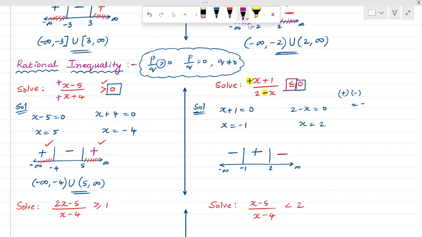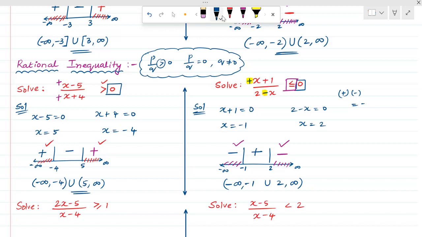Now I will take only the negative part, because as per the question I need less than or equal. Less than or equal, we will have two solutions, two intervals. So I write this part as minus infinity to minus 1, this is open, union 2 comma infinity. So this is the interval.